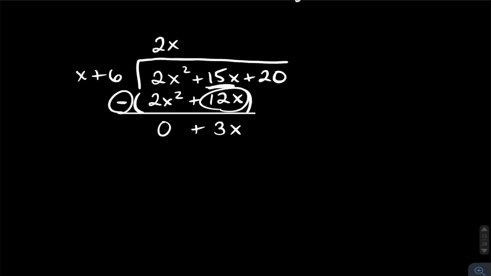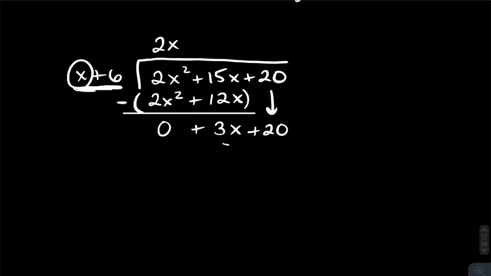Okay, and now let's do this whole process again. All right, let's make it quick. We'll bring down the 20 as well. We want to see x plus 6. How many times does x go into the first term here, 3x? Well, that's just asking x times what equals 3x. And we know that that would just be 3. So we're going to put a plus 3 here.